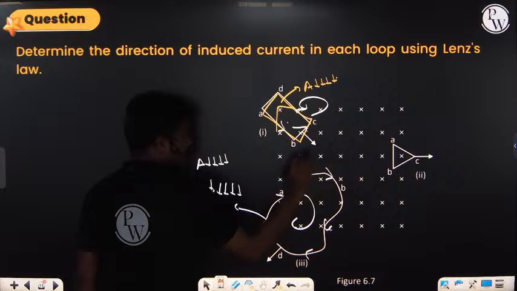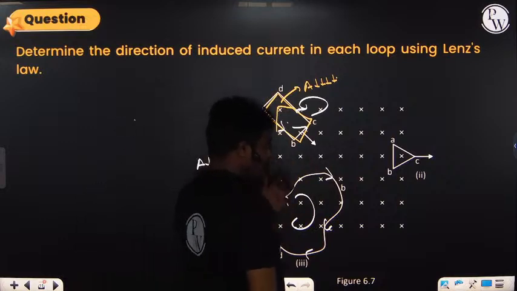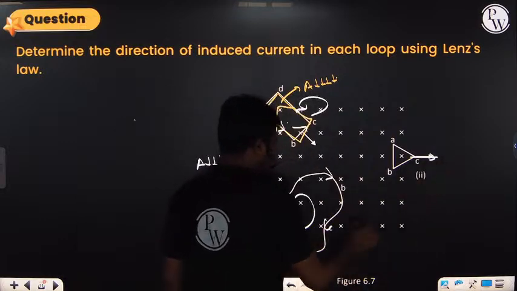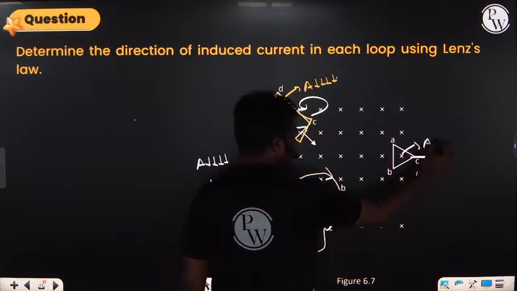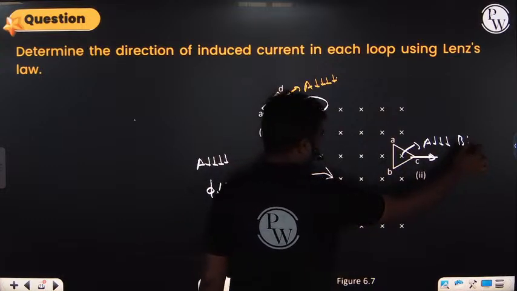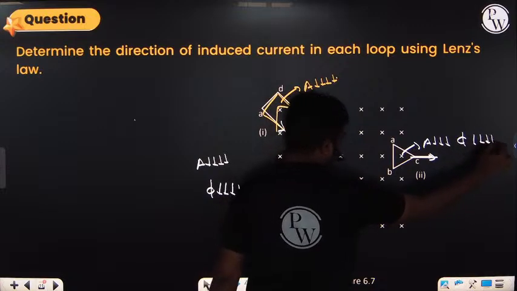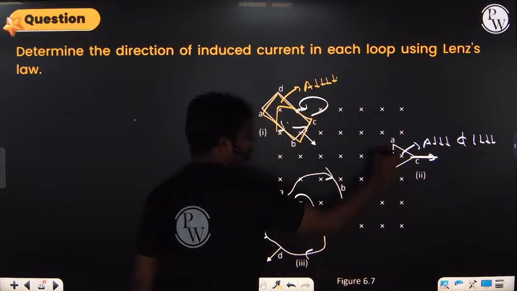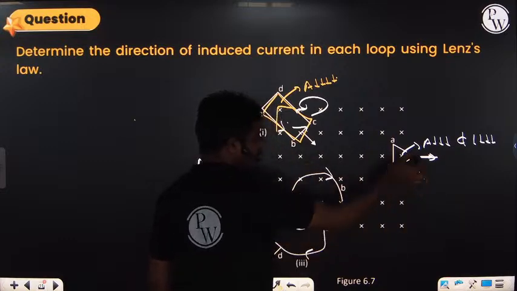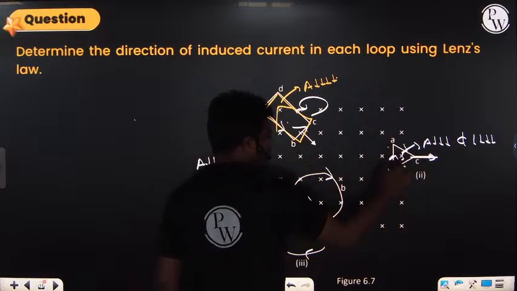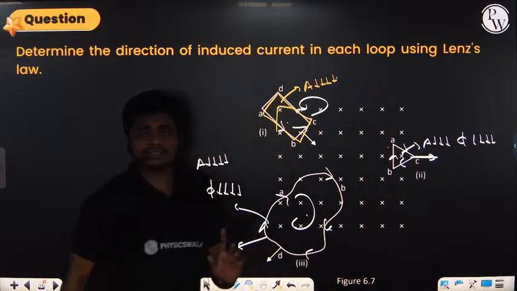Here again it is coming out. As it is coming out, I told you the area decreases. The magnetic field is constant, but the magnetic flux decreases. We have to increase it. So we have to increase the magnetic field which is going into the plane. So here the current should be clockwise again. I hope this is clear to everyone.